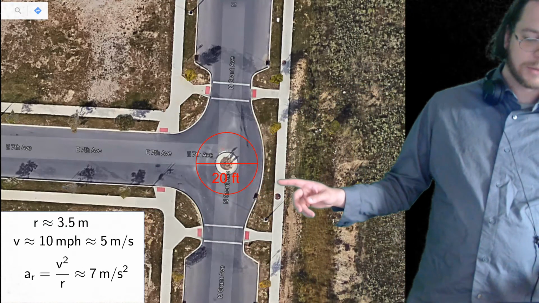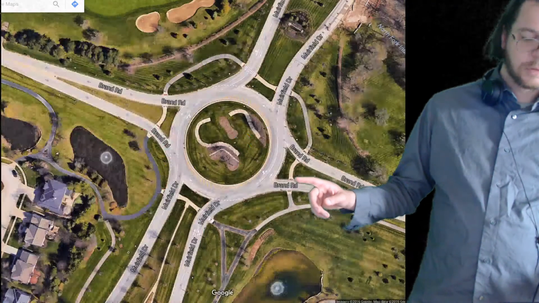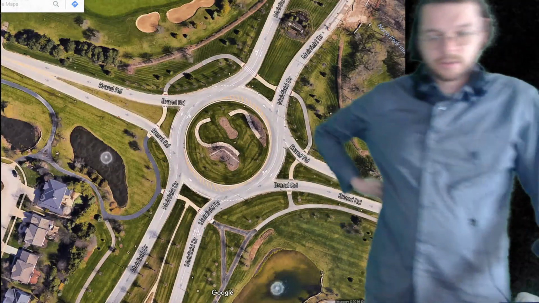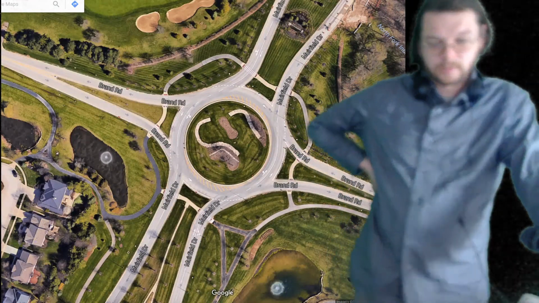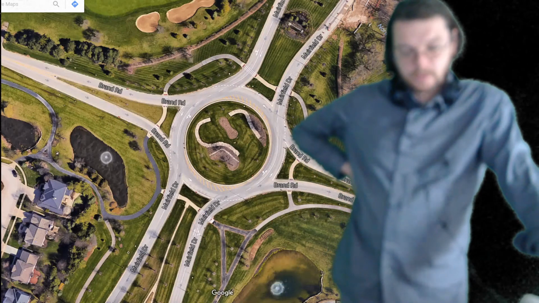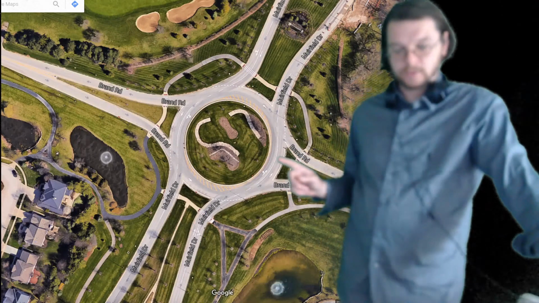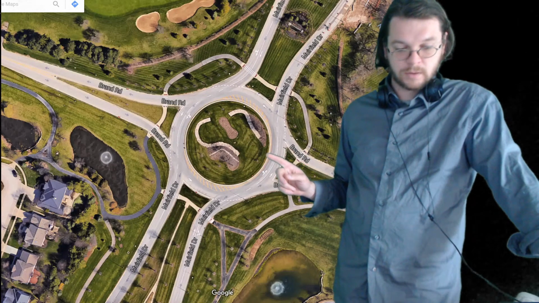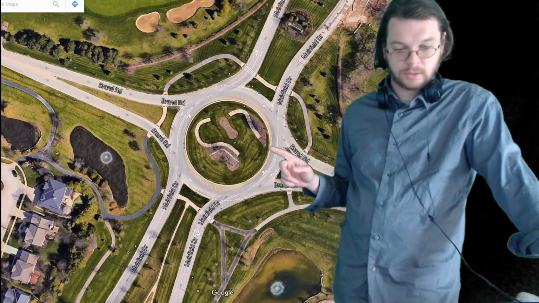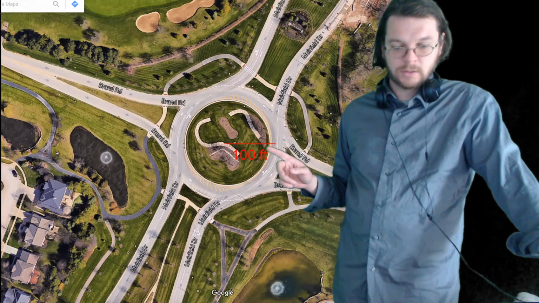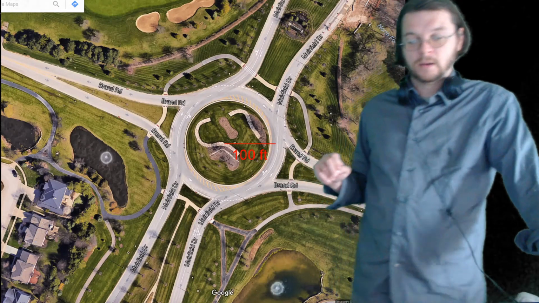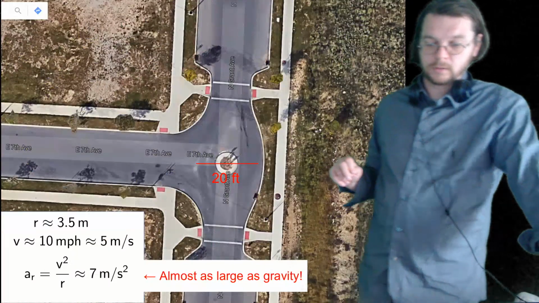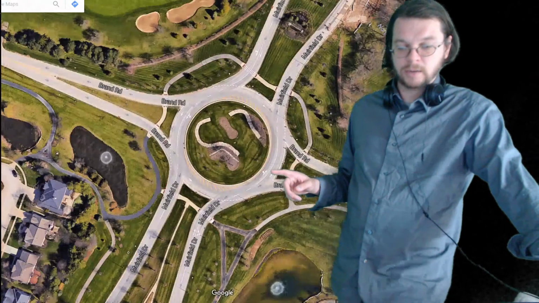So this is why everybody hates this intersection. This intersection, I believe, is in Dublin, Ohio. This is a much bigger intersection, and I feel like this is a good intersection. It's about 100 feet in radius here, so much bigger than the other one. That one was like 20 feet in diameter.